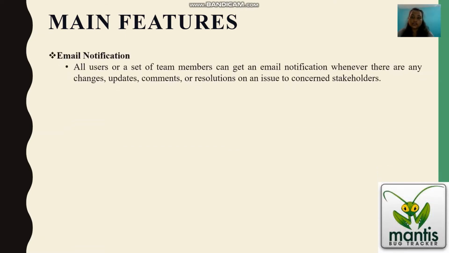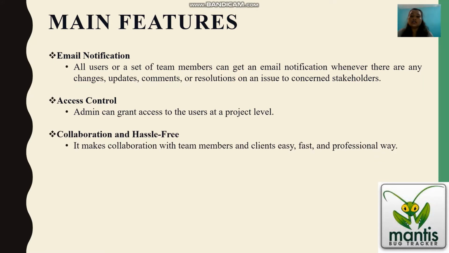There are many features in Mantis bug tracker. Among those features, the highlighted main features are, email notification: all users or a set of team members can get an email whenever there are any changes, updates, comments, or resolutions on an issue concerned with stakeholders. Access control is another main feature. Here, the admin can grant access to the user at a project level. Collaboration is hassle-free. It makes collaboration with team members and clients easy, fast, and professional.